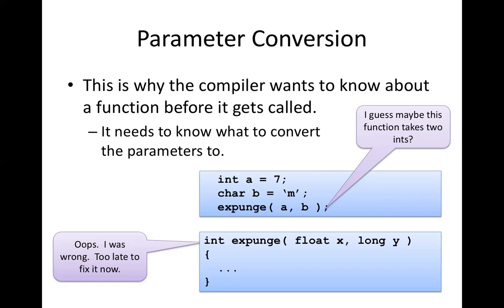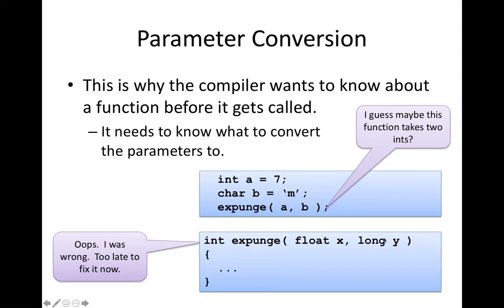When you call a function, the compiler wants to know, at least in C99, its formal parameter types and its return value types. The reason is so that it can do the conversions we were just talking about. Here, I've got a function that takes a float and a long. If the compiler doesn't see a definition of that function until after you've already called it, the compiler is going to write code for this call, and it's not even going to know that the 7 needs to be converted to a float. And it's not going to know that this M needs to be converted to a long.